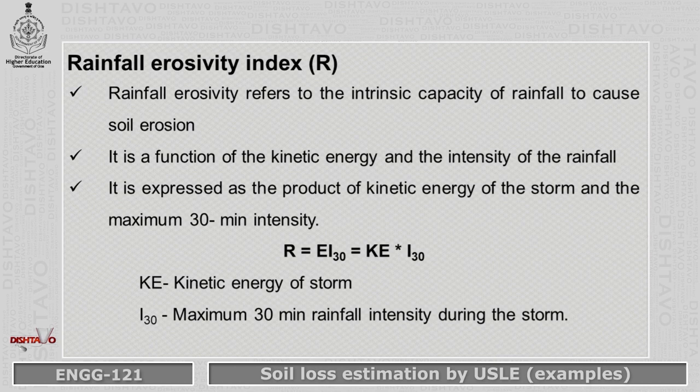What is meant by the rainfall erosivity index? It refers to the intrinsic capacity of rainfall to cause soil erosion. It is a function of two factors, that is the kinetic energy and intensity of the rainfall. It is expressed as the product of the kinetic energy, that is Ke, and the rainfall intensity, that is I30. So the standard formula is R = Ke × I30. Ke is the kinetic energy of the storm and I30 is the maximum 30-minute rainfall intensity of that storm.